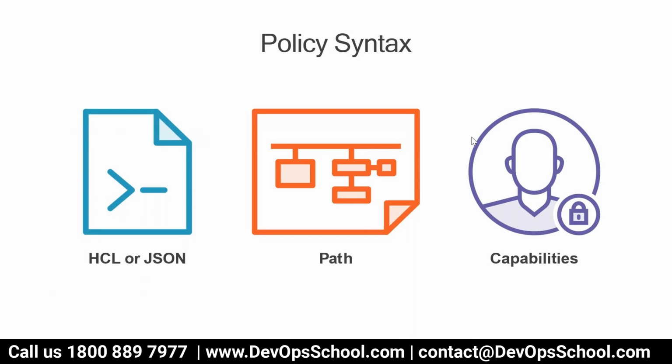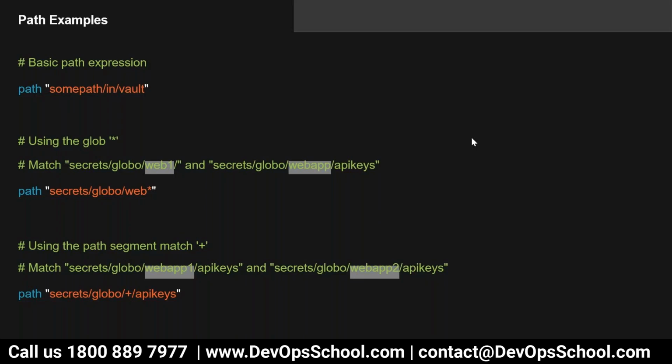Look at a few more path examples. Here, some path in Vault, it can be anything. You can create a new path also. Second one, if you see secrets/globo/web. Here secrets is one engine, and globo you can consider as a company name which you can create. And web is like a categorization, maybe the web server secrets which you are storing in this key.